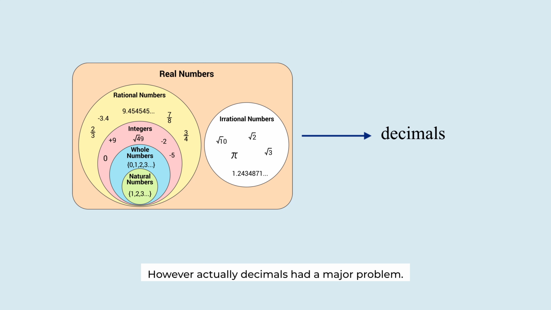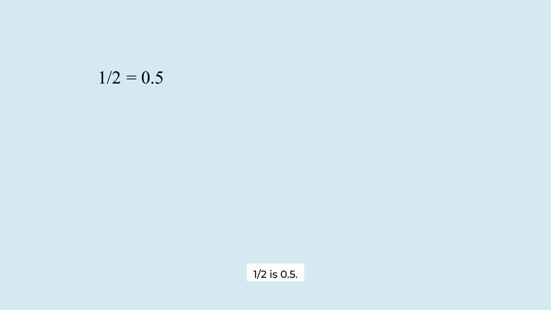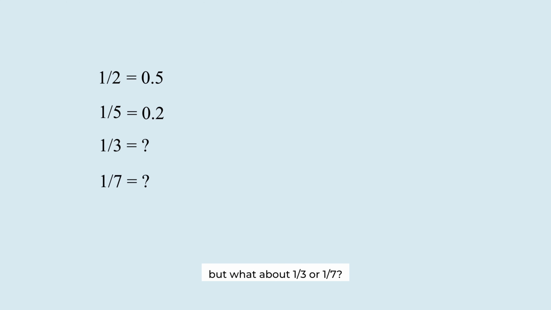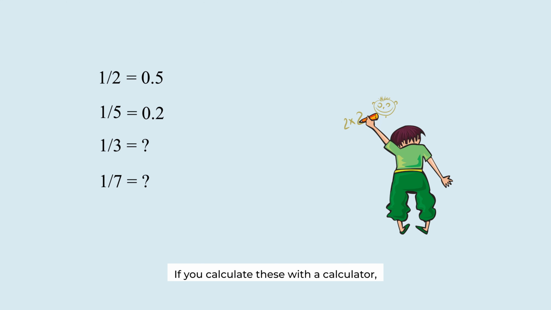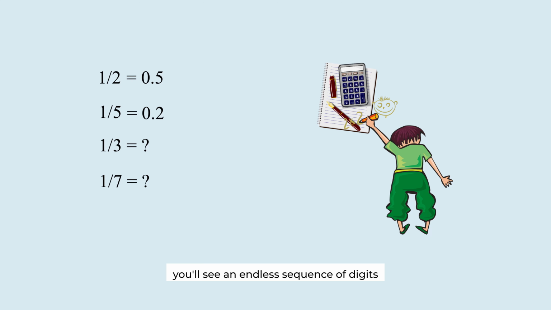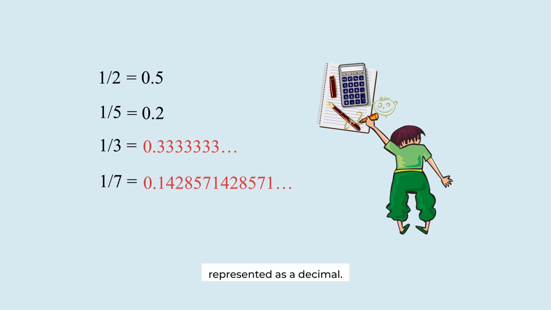However, actually, decimals had a major problem. In principle, many numbers couldn't be expressed as decimals. 1/2 is 0.5 and 1/5 is 0.2. These are exact, but what about 1/3 or 1/7? If you calculate these with a calculator, you'll see an endless sequence of digits represented as a decimal.